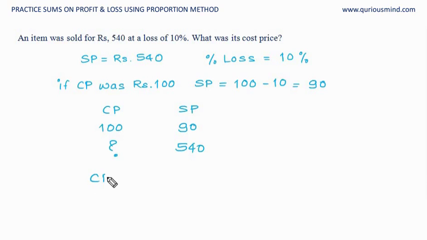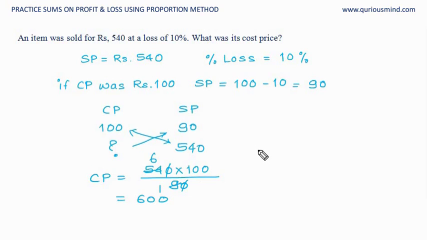How do we do it? This CP is equal to multiplication of these two diagonal terms divided by the term which is diagonal to the question mark. Now here we know 9 ones are 9, 9 sixes are 54. 6 into 100 is 600. And therefore cost price is rupees 600.